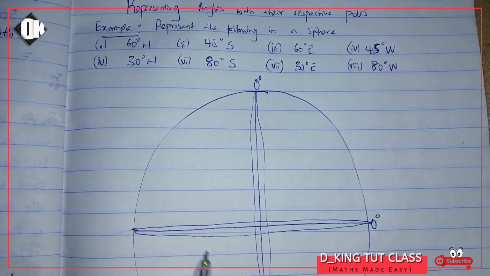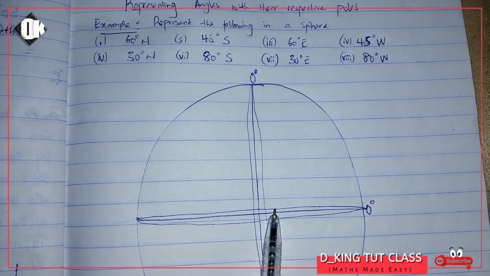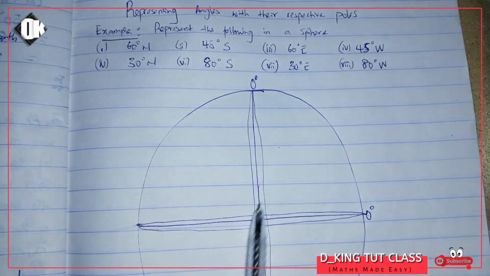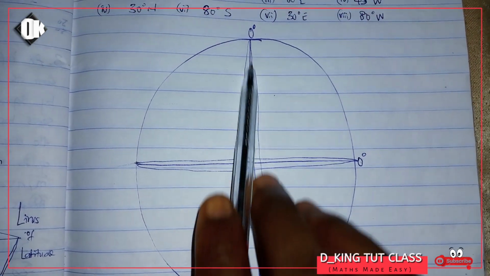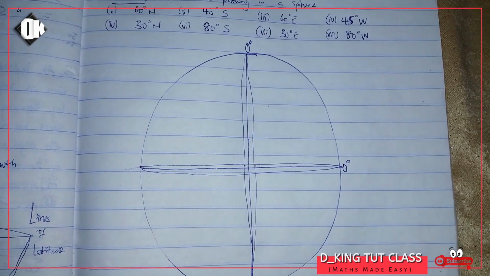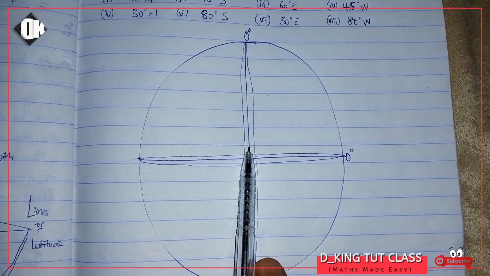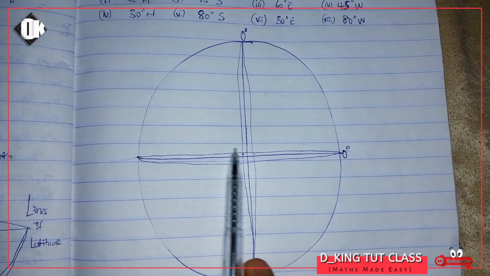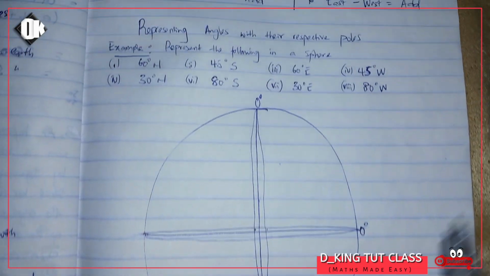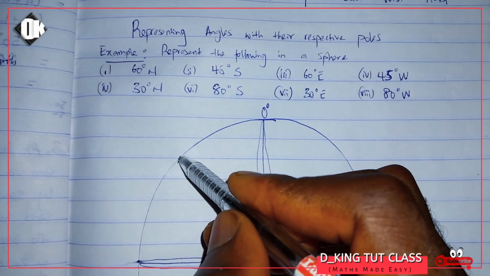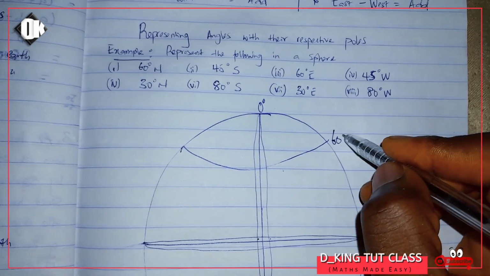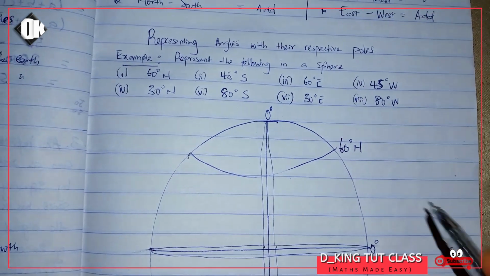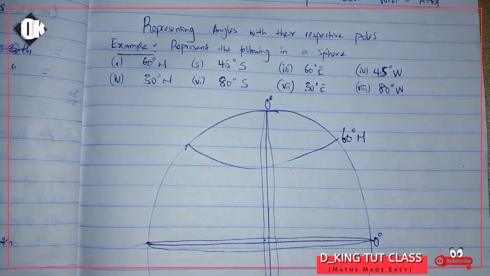Very simple. This is my origin. From this point, above is increasing, and from this point, below is also increasing. This is increasing for my north, this is increasing for my south, this is increasing for my east, this is increasing for my west. So 60 degrees north will be somewhere, say, around this point. Now, how do you label? This is 60 degrees north. Number two, I believe you understand.